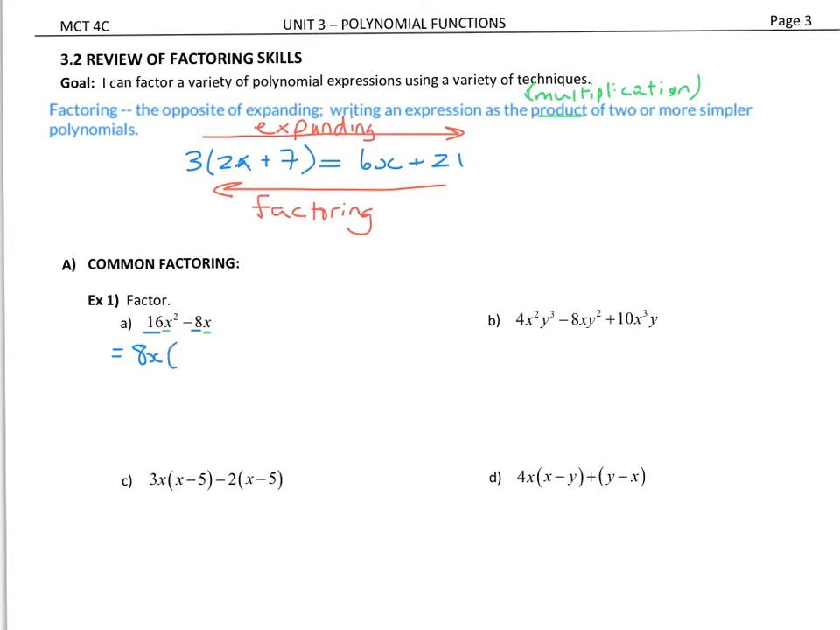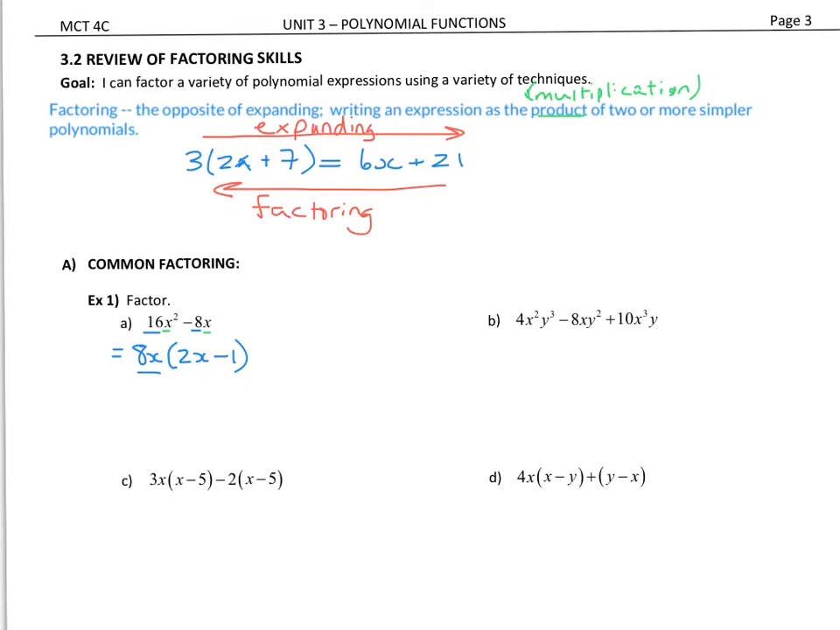And then to get what goes inside, we actually work backwards. Instead of multiplying, we're dividing. So if we take 16x squared and divide it by the 8x, 16 divided by 8 is 2, and x squared divided by x is x. And then we have minus 8x being divided by 8x, and that's minus 1.